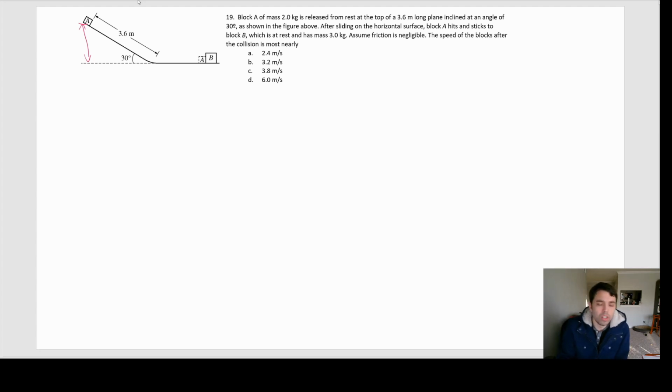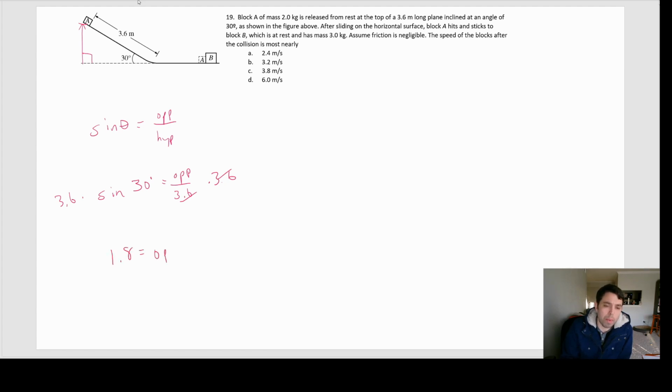So what we're going to do is, we know that sine of an angle is equal to the opposite side of the triangle divided by the hypotenuse, if it's a right triangle, and this is a right triangle, right? If I draw straight down here, this makes a right angle with the horizontal. So sine of 30 degrees equals opposite over hypotenuse, which is 3.6, right? That's how many meters it is. Sine of 30 is a half, times 3.6 on both sides. These cancel. 3.6 times sine of 30 is 1.8. That must be the opposite side. Opposite side of the triangle is the height of it, right? So the height is 1.8.